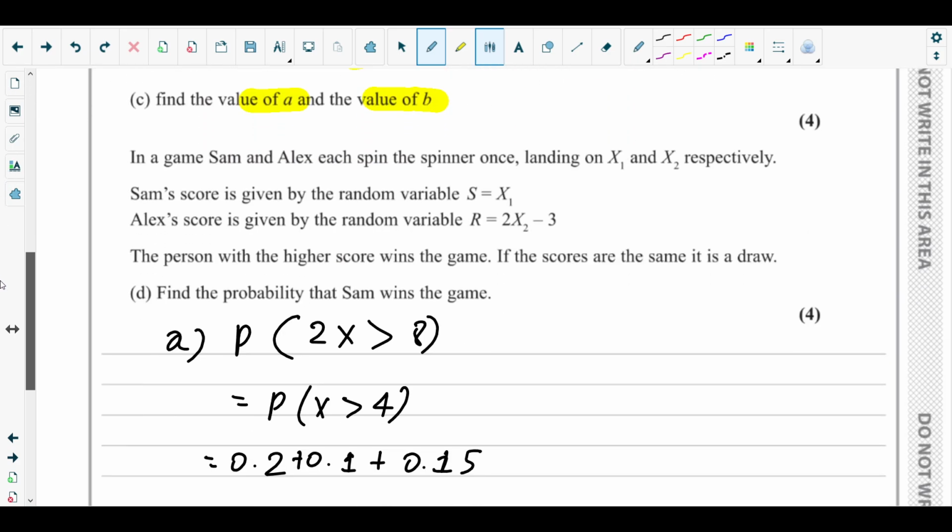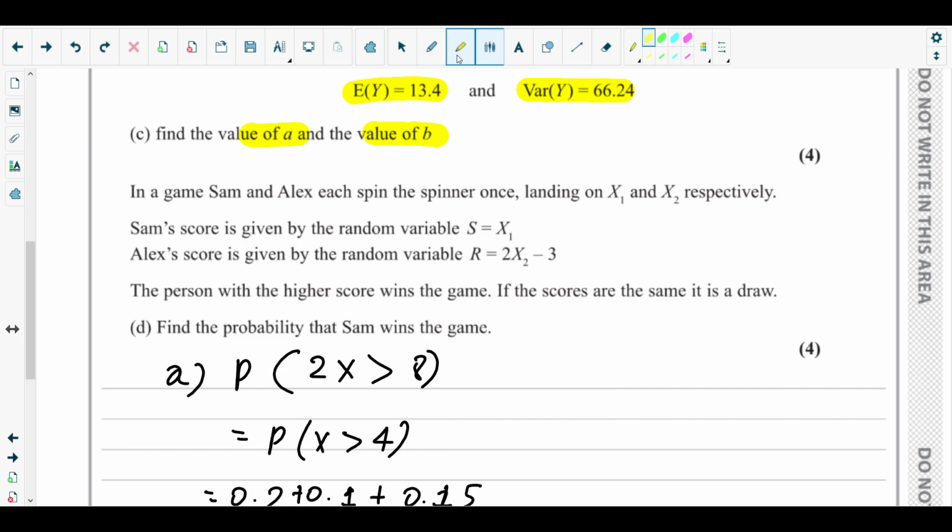Next, part D. Let's see what they have said. In a game, Sam and Alex each spin the spinner once, landing on x1 and x2 respectively. Sam's score is given by s equals x1, and Alex's score is given by r equals twice x2 minus 3. The person with the highest score wins the game. If the scores are the same, then it is a draw. Find the probability that Sam wins the game.